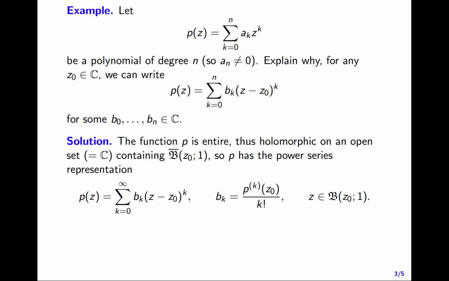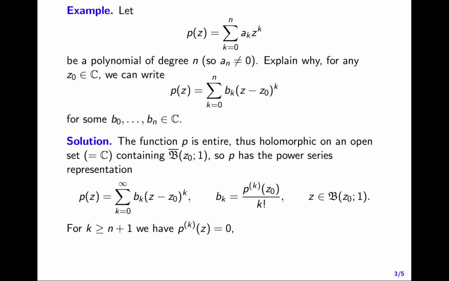And this power series representation is ostensibly valid for all points z in the open ball centered at z0 of radius 1. And I'm picking the radius to be 1 just for convenience. We'll do something with the radius in a moment. But what do we know about polynomials?